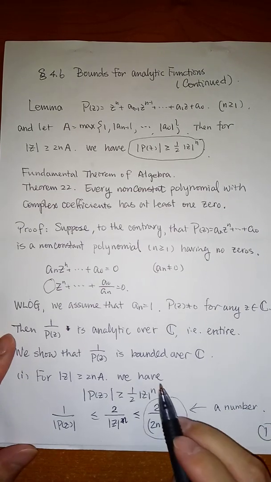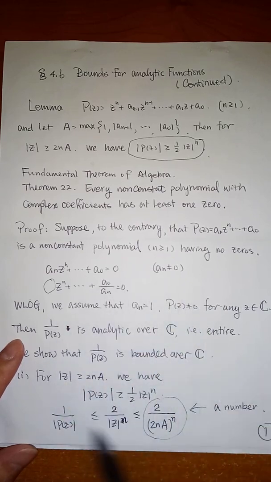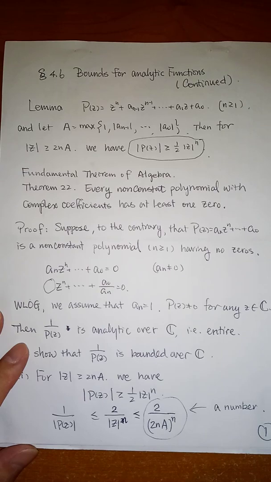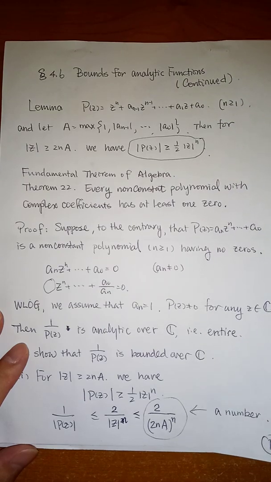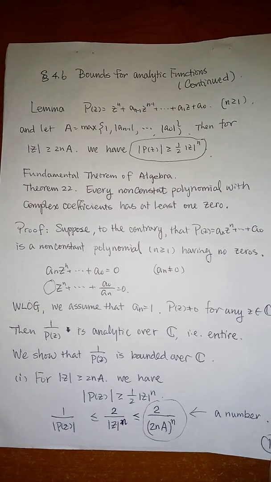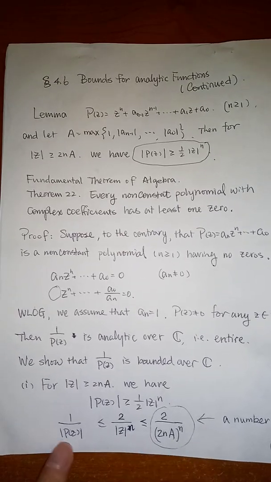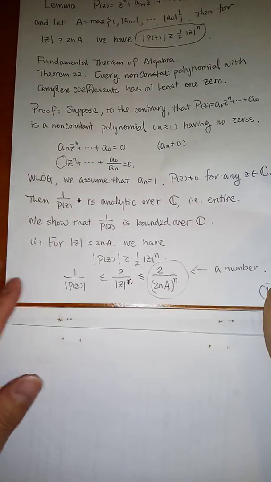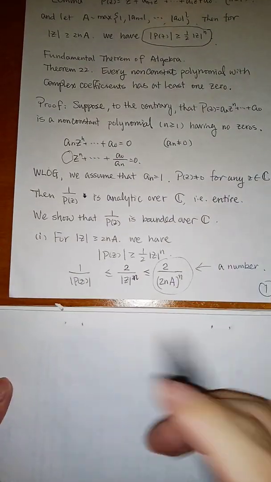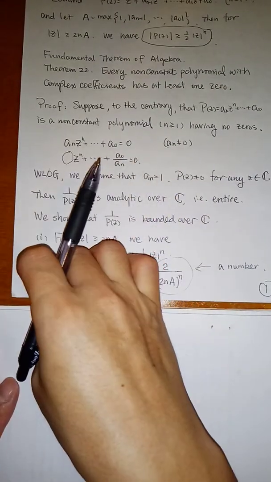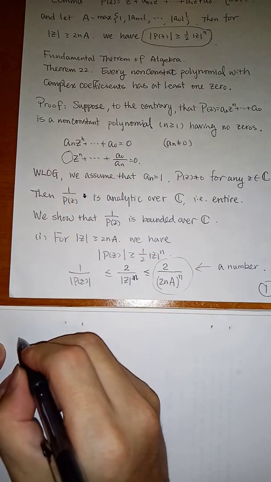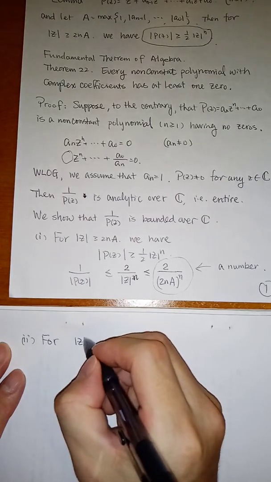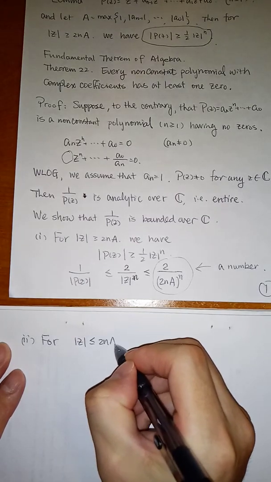When z is outside a disk, it means it's far from the origin. When it is far from the origin, the absolute value of 1 over p is always bounded. And this is the exterior part of the disk. Now consider the absolute value of z less than or equal to 2nA.